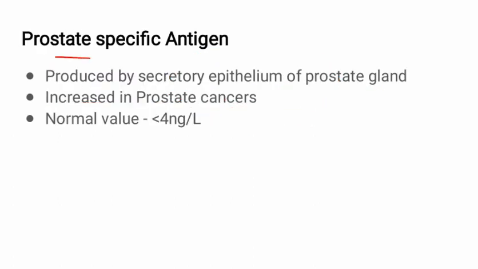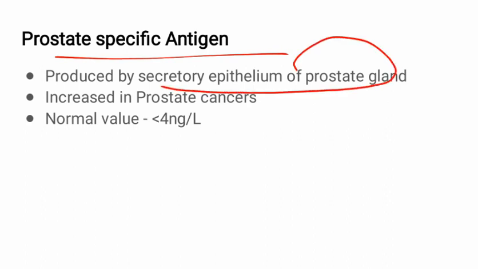Next, prostate specific antigen. This is produced by the secretory epithelium of the prostate gland. It is increased in case of prostate cancer. The normal value should not exceed 4 nanogram per liter.